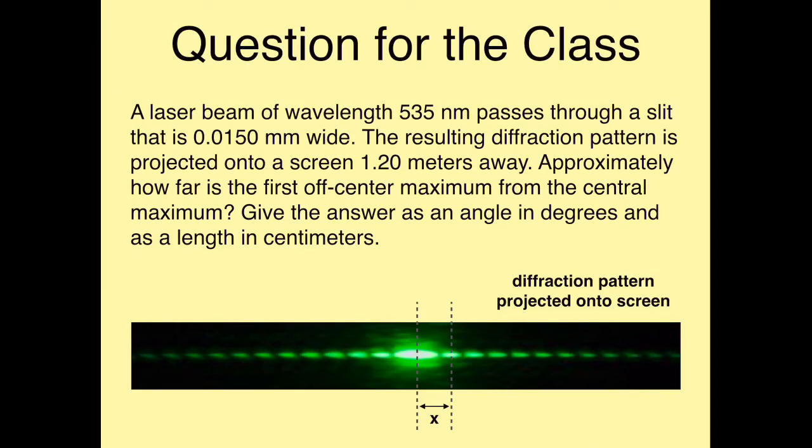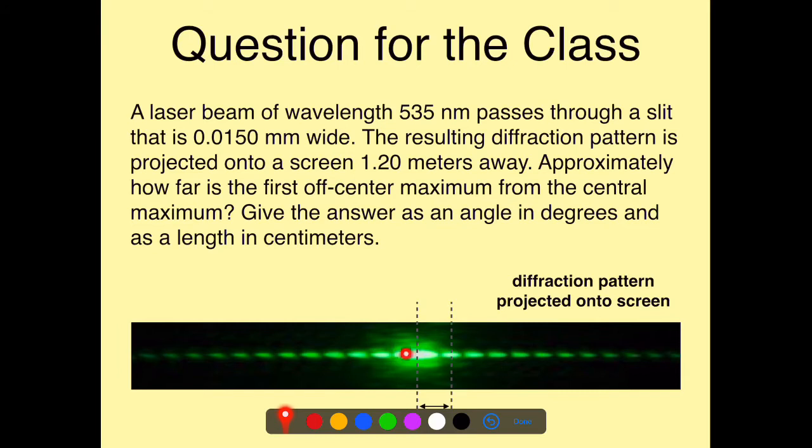So here's one for you guys to try to work on. We have a laser beam with a wavelength of 535 nanometers, which passes through a slit that is 0.0150 millimeters wide. The resulting diffraction pattern is projected onto a screen, which is 1.20 meters away. The question is, how far is the first off-center maximum from the central maximum?